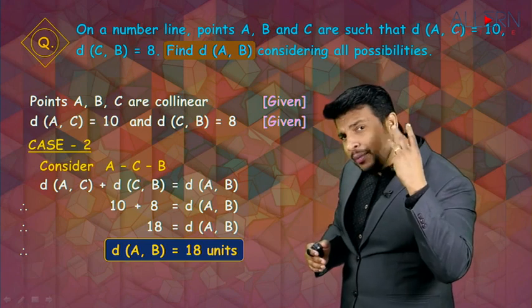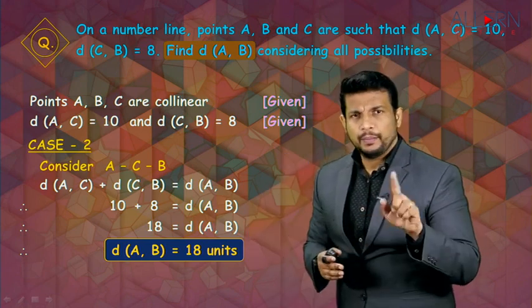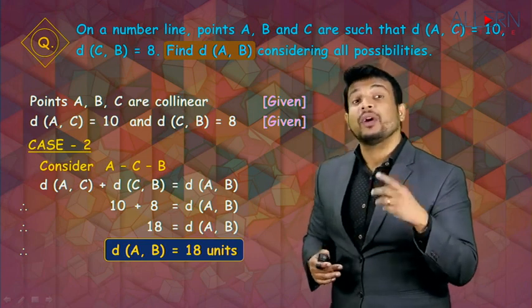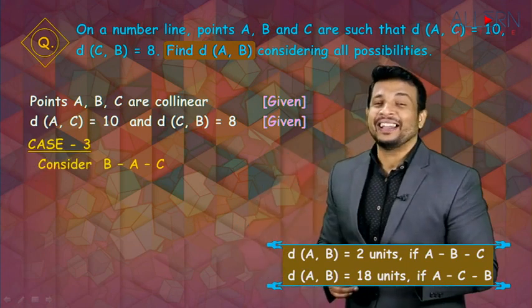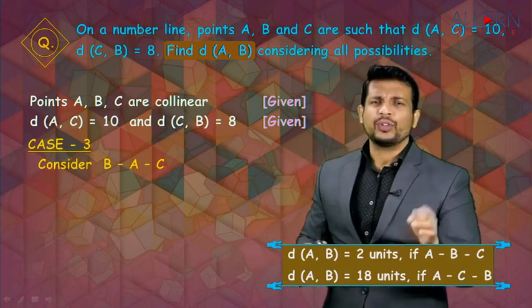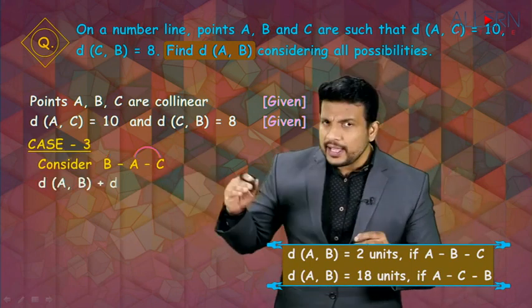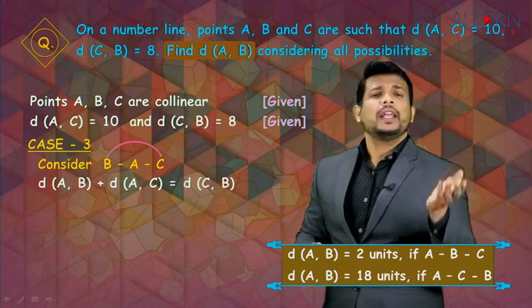Now we have one more, that's the third one, right? First we took B between A and C. Then we took C between A and B. What's left? We're talking about A now. So now we consider the third one, that is A is between B and C. Let's do that. So what do we write? Distance between B and A plus distance between A and C is equal to distance between B and C. Beautiful. Let's substitute the value.